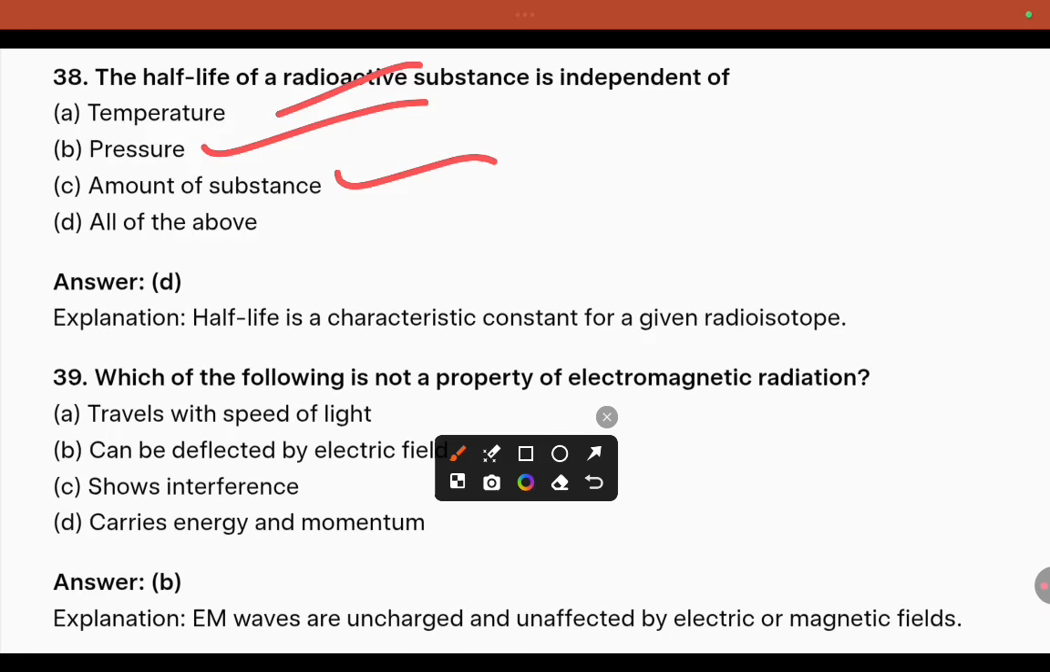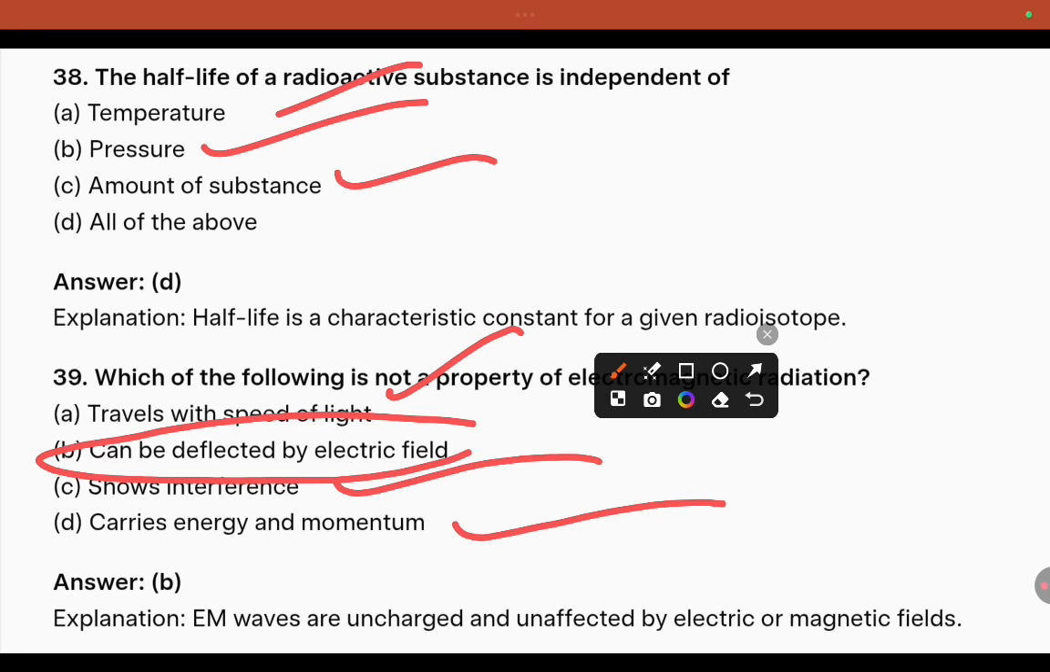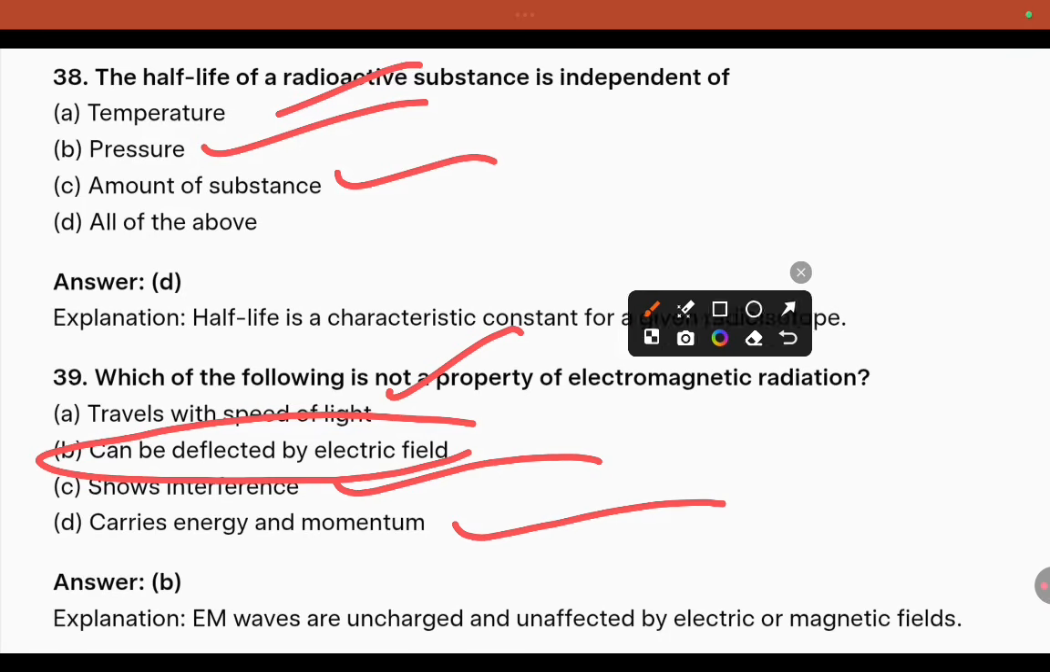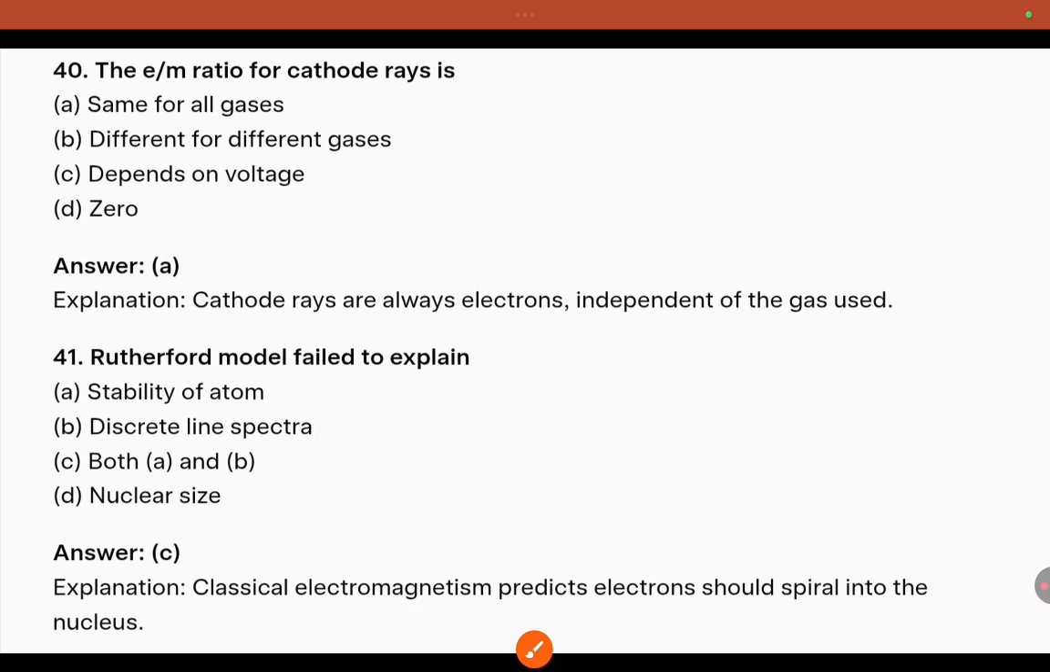The 39th one: which of the following is not a property of electromagnetic radiation? They travel at the speed of light, that is right. They show interference, this is right. They carry energy and momentum. They are deflected by electric field. The question is negative, so electromagnetic waves are not deflected by electric field. Electromagnetic waves are uncharged and unaffected by electric and magnetic fields.